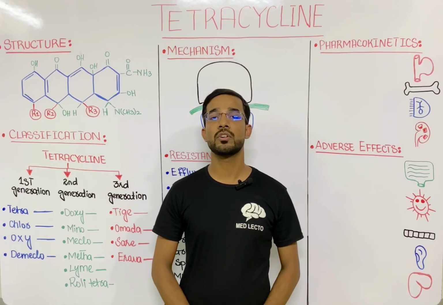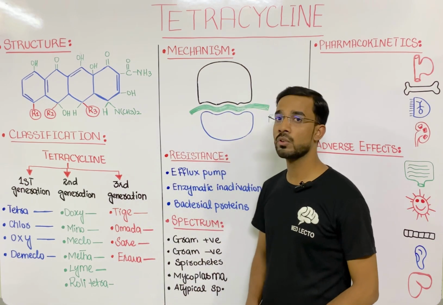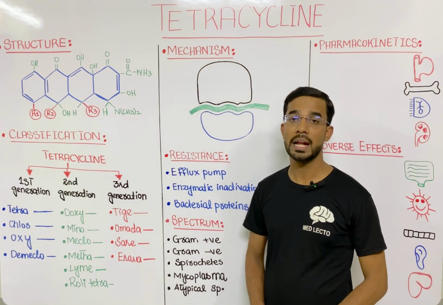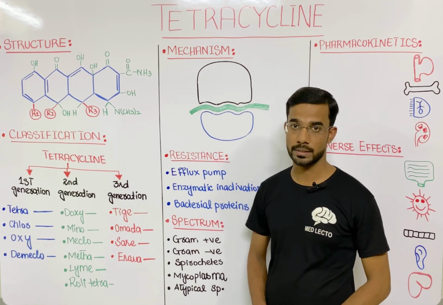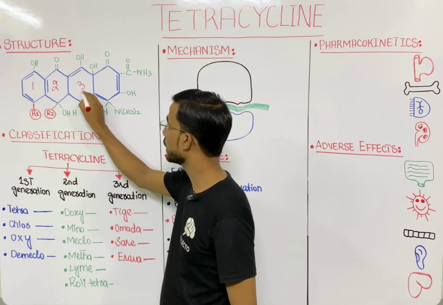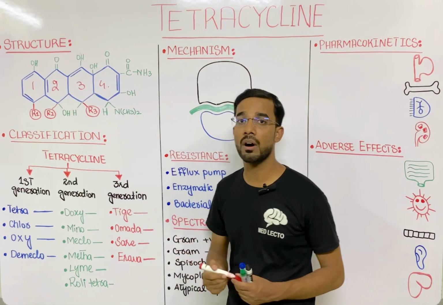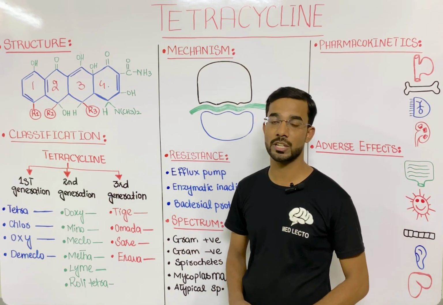In this lecture, we are going to discuss different aspects of the tetracycline. So let's get started. First of all, we will look at the structures of the tetracycline. Tetracycline has four important rings. If you see here, 1, 2, 3, 4. So that's why we call them tetracyclines, meaning four cyclic structures are present in it.